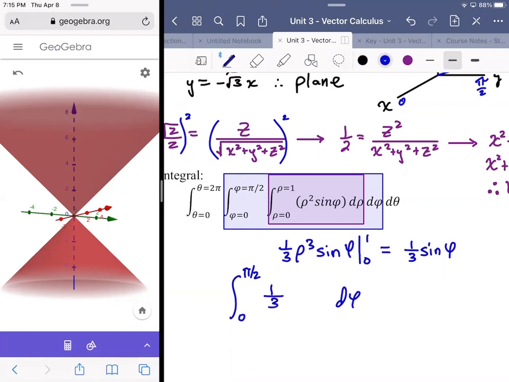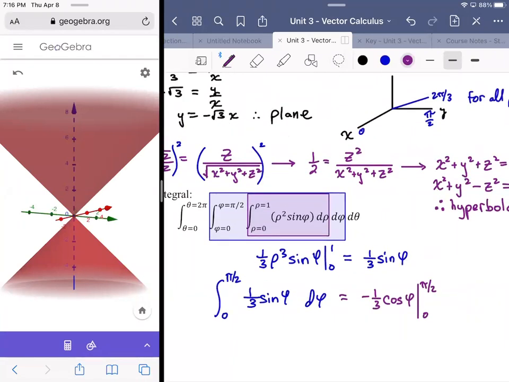So now I'm going to find the definite integral of 1/3 sine of phi d phi, which I could do in the calculator, but the antiderivative of sine is negative cosine, so that's not too terrible. So negative 1/3 cosine of phi over the interval of 0 to pi over 2. If you're not confident, then definitely put it in the calculator. But if you are pretty confident, then do it by hand and then check it on the calculator.